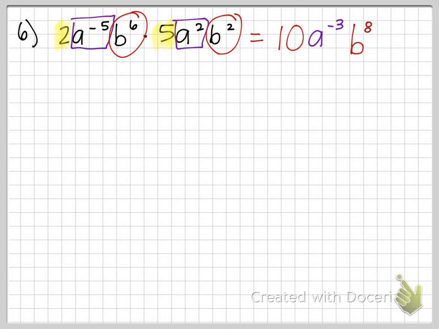Okay, now let's look at the b's. So 6 plus 2 is 8. Which one's negative? That negative 3. So we're going to say 10b to the 8th over a cubed, and that's your answer.